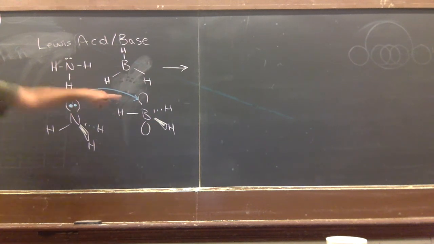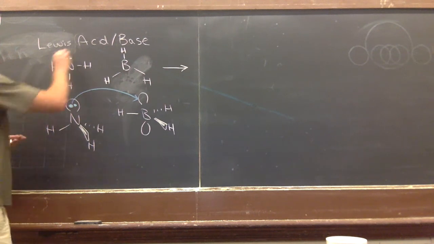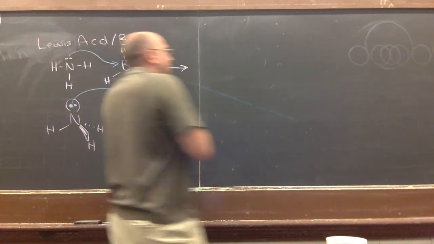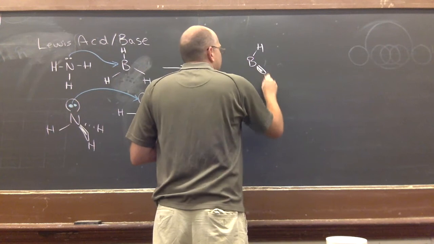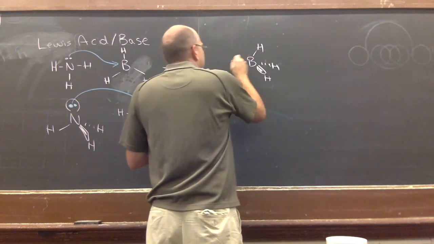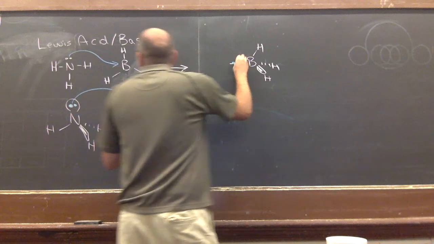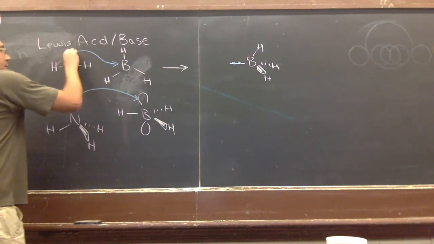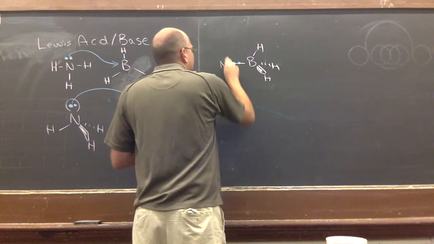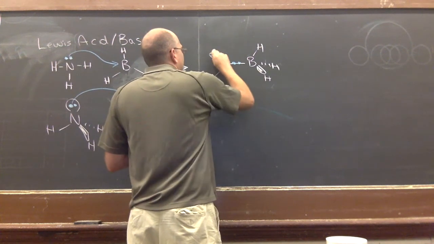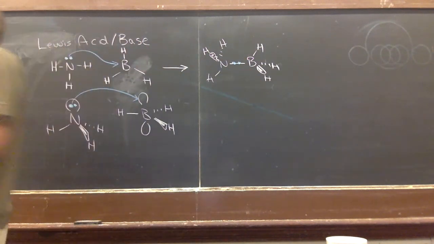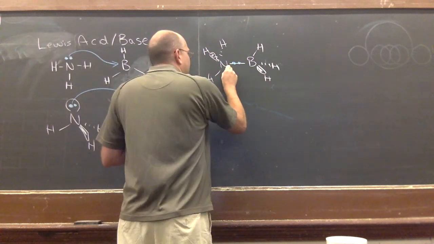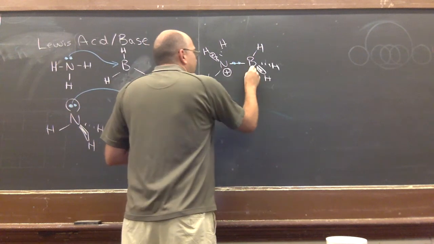Because now this will be a sigma bond. We can draw that this way as well. And the product that we have is where the lone pair that we draw here is now making the bond with the borane. What's the charge on the system now? Positive on what? The nitrogen, and negative on the borane.